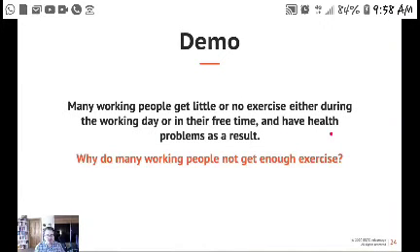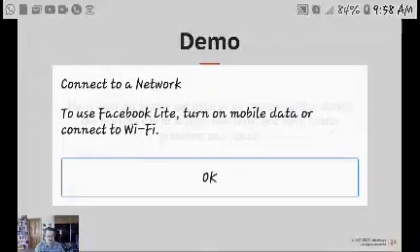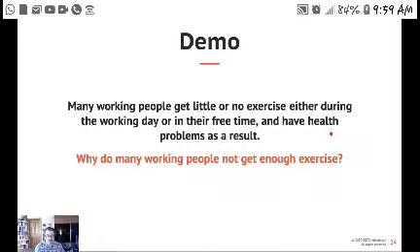Think about if you were making an argument as to why many working people do not get enough exercise. Try and think of a simple, straightforward, obvious, reasonable idea and put it in there. And often it will be the first idea that pops into your head. Or if you asked 100 people this question, what would be the most common answer? That's normally the most reasonable idea as well.